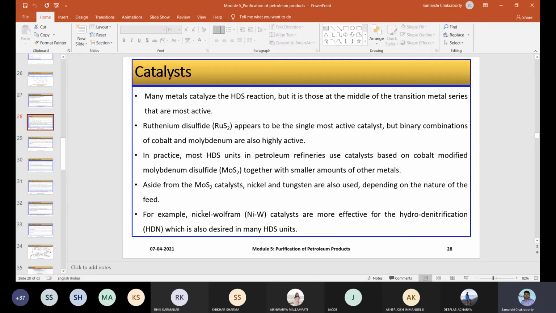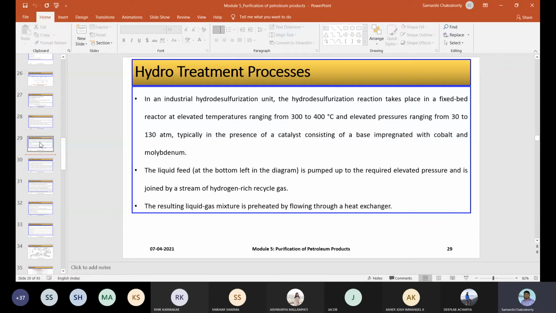So other than your nickel molybdenum catalyst, you can also utilize nickel wolfram catalyst for hydrodenitrification purposes.